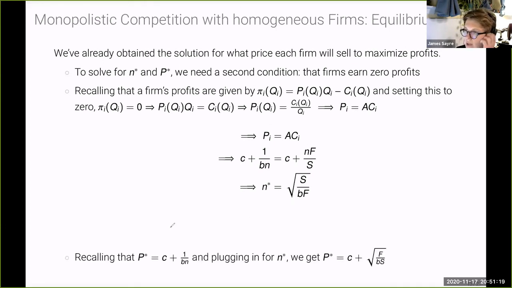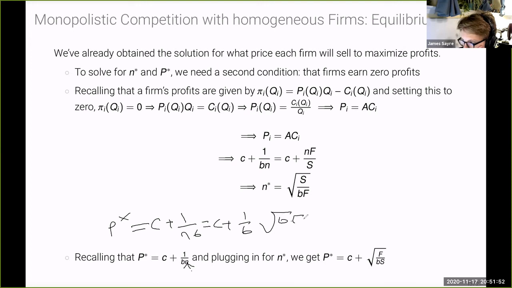So now that we have the equilibrium number of firms, we can just figure out what the equilibrium price is going to be by plugging in for n star here. And so note that if the equilibrium price is equal to C plus 1 over NB, then just plugging in for n star here, we get C plus 1 over B times the square root of BF over S.